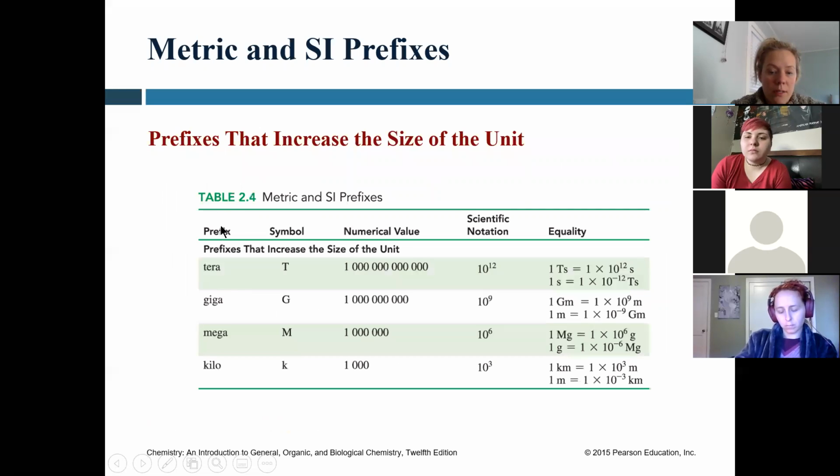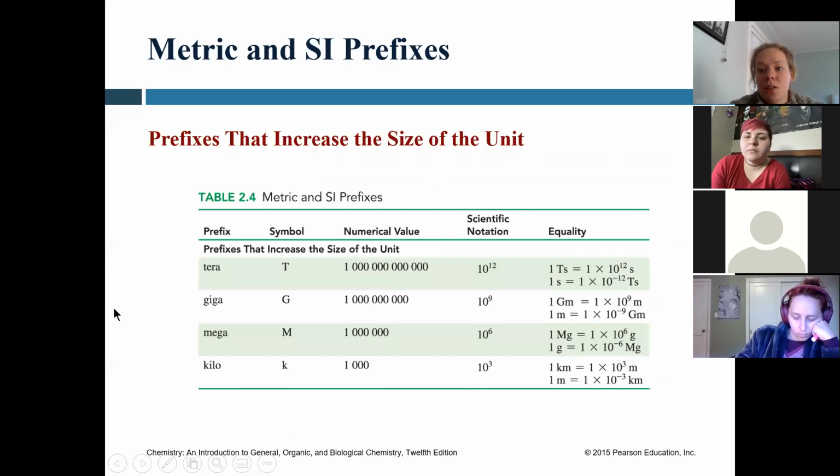So here are some of the prefixes. These are prefixes that will increase the size of a unit. So we've got kilo, which is 1,000 times bigger. We have mega, giga, and then you may have heard of a gigabyte, a terabyte. Those are all talking about larger factors. These are how much bigger they are.